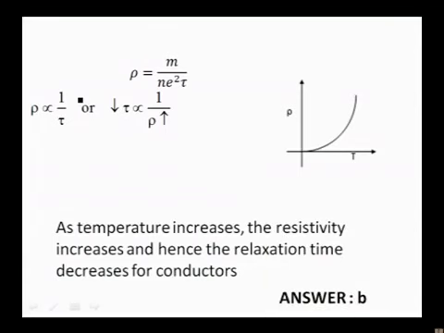We have a relation. This is resistivity, which is equal to m divided by n e square tau. This resistivity and the relaxation time are inversely related. We have a graph, resistivity versus temperature. For conductors, we have a graph like this, increasing with increase in temperature. Okay, here, relaxation time and resistivity are inversely related.